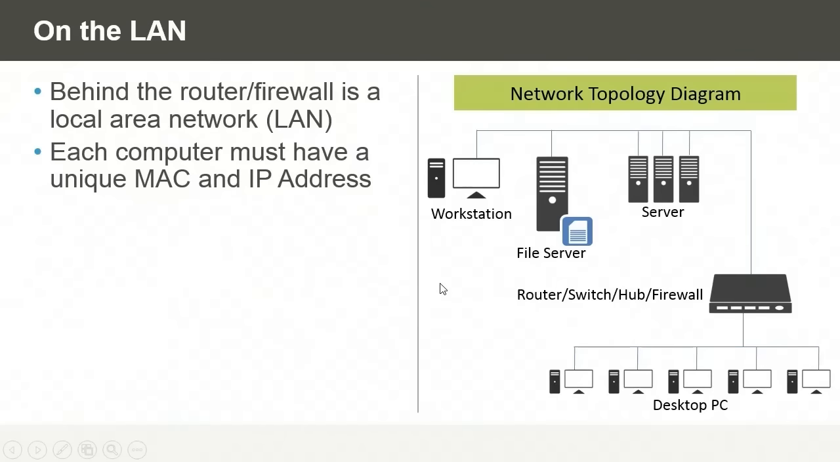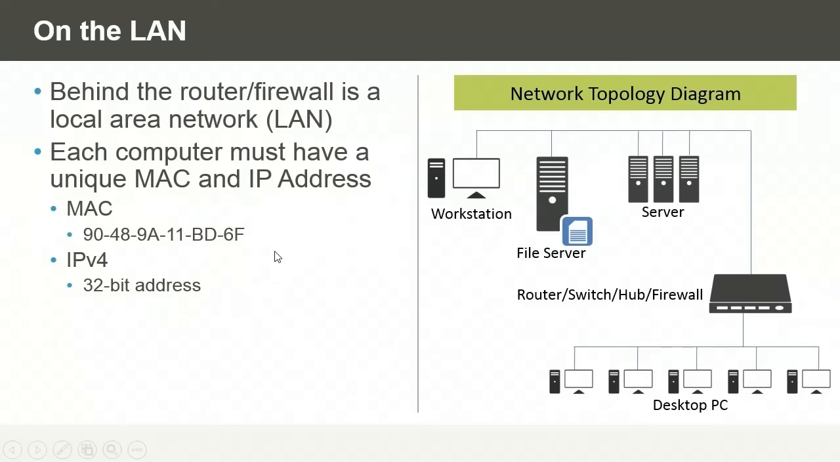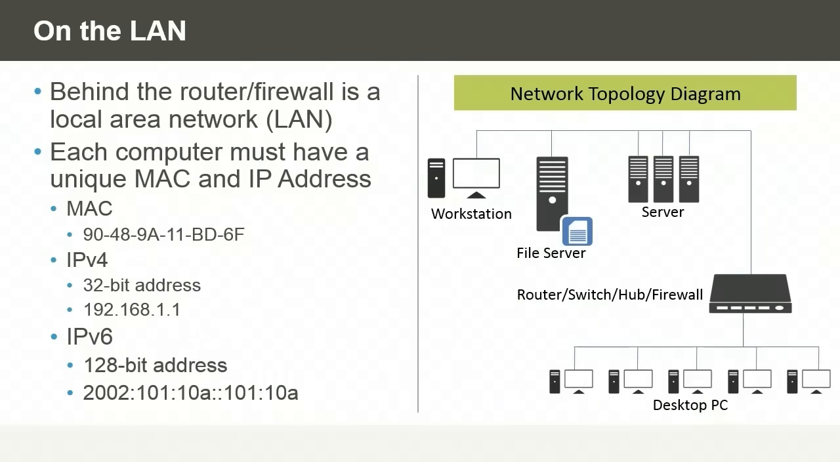On the LAN, each computer on our internal network must have a unique MAC address, which is a hardware address, as well as an IP address, which is a software address. A MAC address is a 48-bit hexadecimal address, whereas IPv4 is a 32-bit software address, such as 192.168.1.1. We've also got IP version 6, where it is a 128-bit hexadecimal address.